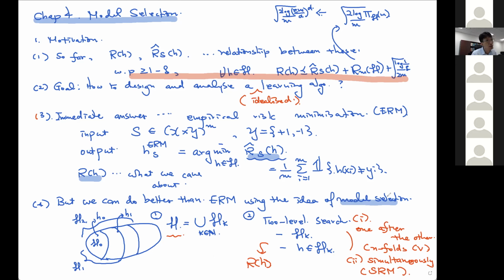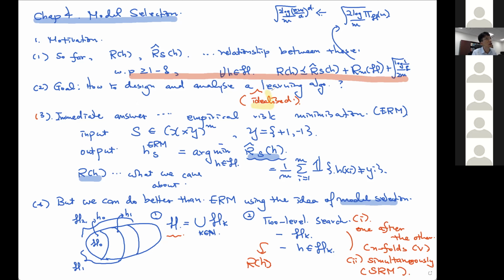And this idea, if you are familiar with machine learning, is not so foreign. That is because whenever people use a so-called regularizer, often that boils down to this type of two-level search in a simultaneous sense. They search for a hypothesis and a hypothesis class at the same time. Okay. So the key thing that we're going to study in this chapter is to analyze these idealized learning algorithms.